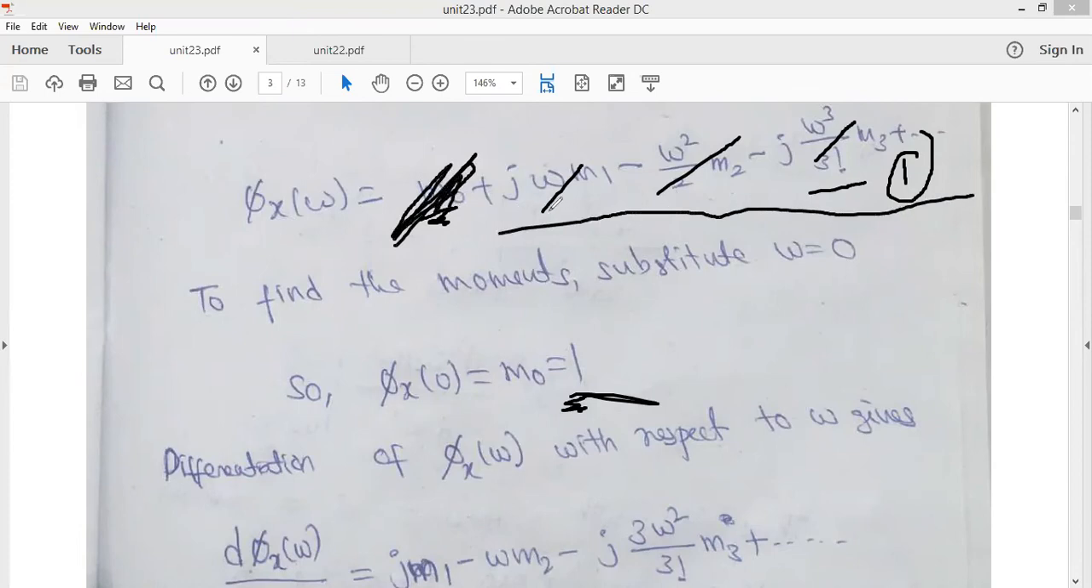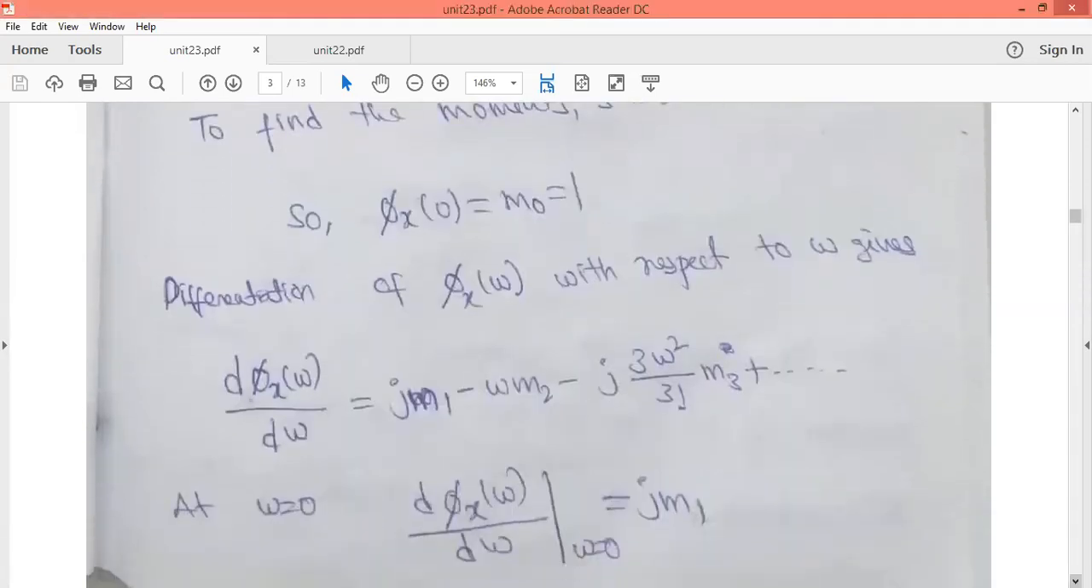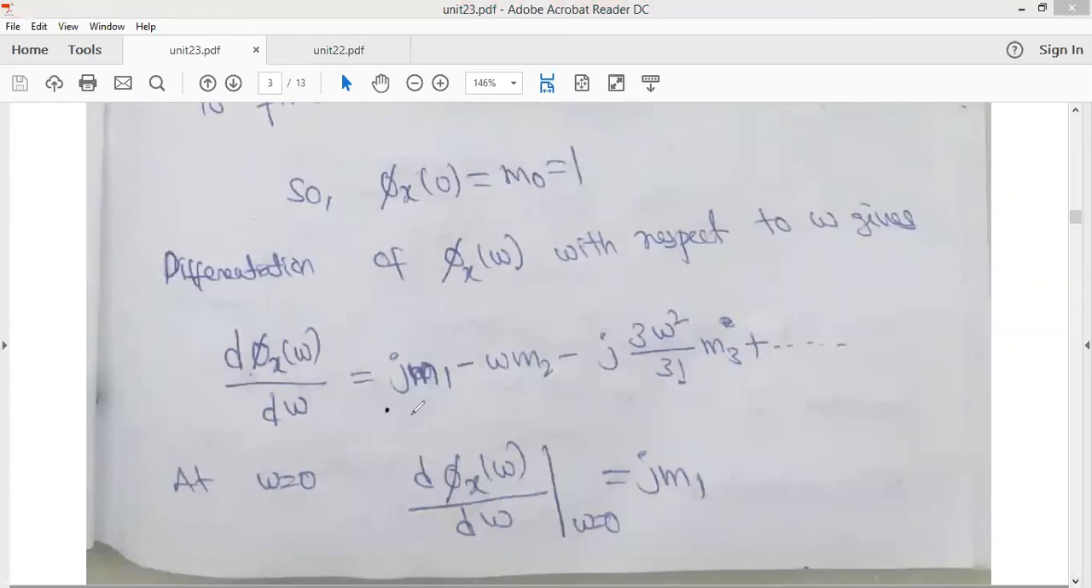So what is the differentiation of phi of omega with omega? In this case it is jm1 minus omega m2 minus j omega square m3, like that we get the terms here. So by differentiation of phi x of omega with d omega, we get jm1 minus omega m2 minus j 3 omega square by 3 factorial m3, and so on like this. Now we substitute omega is equal to 0, we get jm1 is equal to d phi x of omega by d omega, where omega is equal to 0.